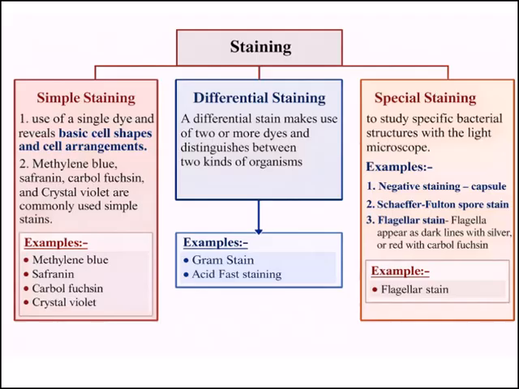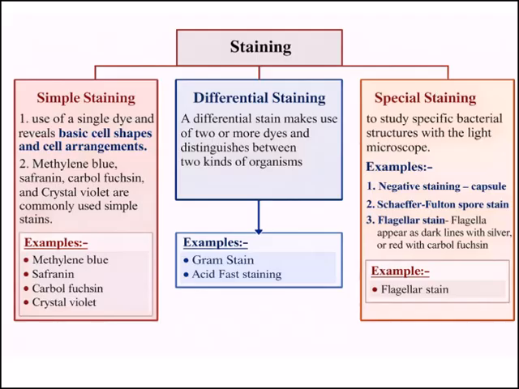And then we have differential staining, which uses two or more dyes to distinguish between different groups of bacteria based on their structure and chemical properties. The purpose of this technique is to differentiate bacteria into distinct categories. Example: Gram stain differentiates gram-positive and gram-negative bacteria. Acid-fast stain differentiates acid-fast and non-acid-fast organisms.